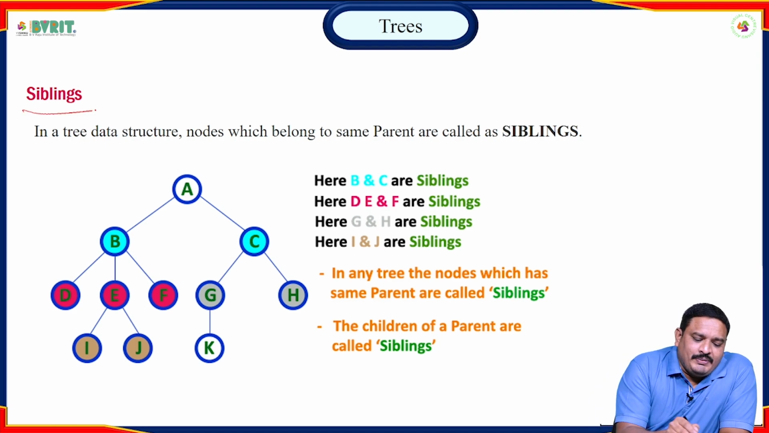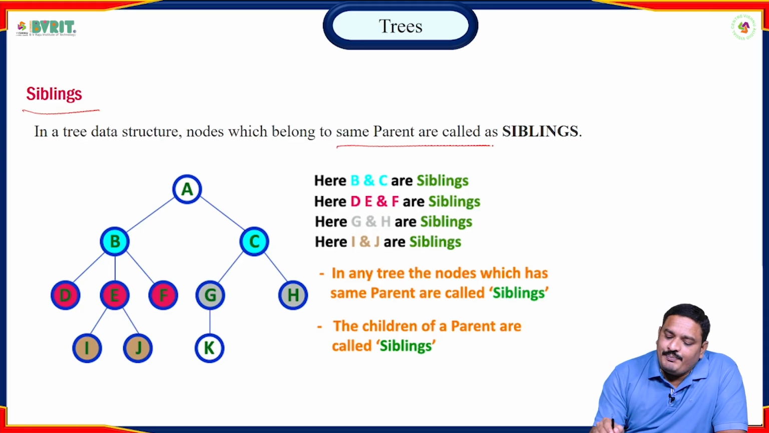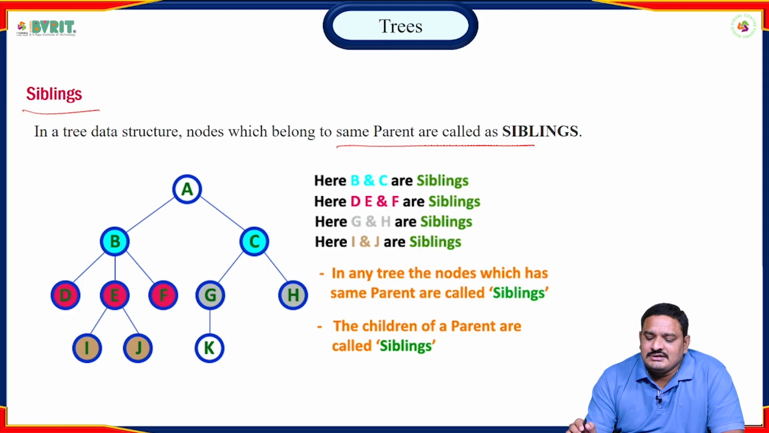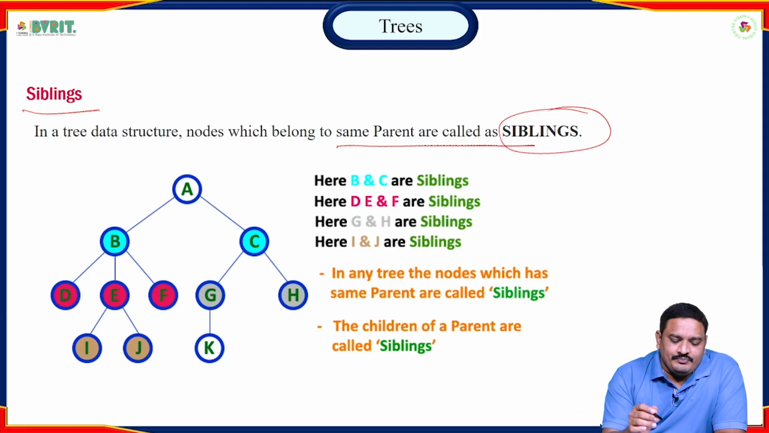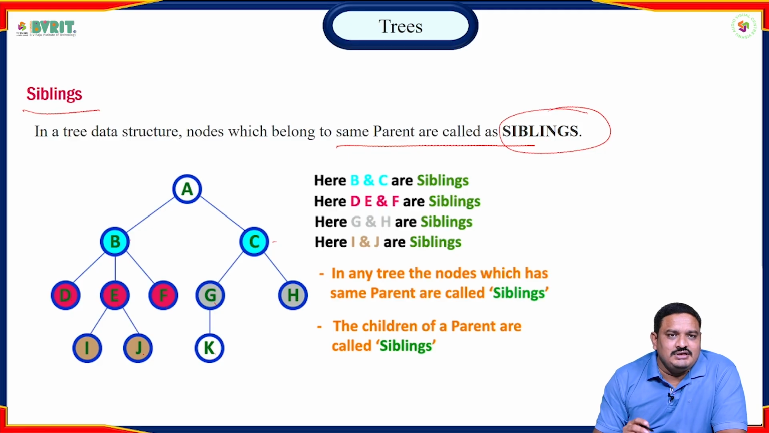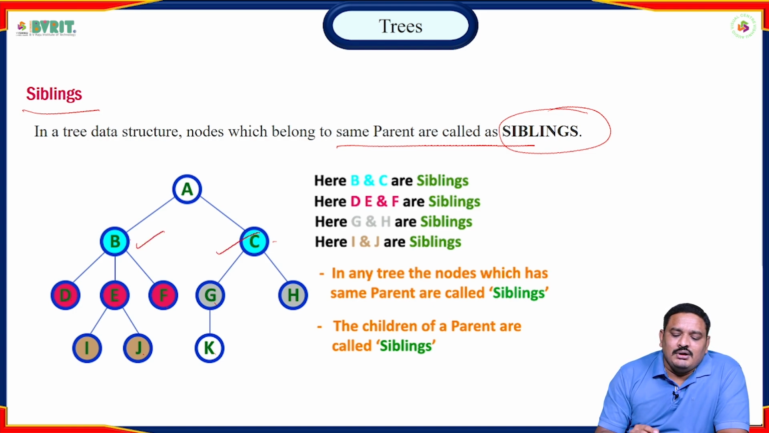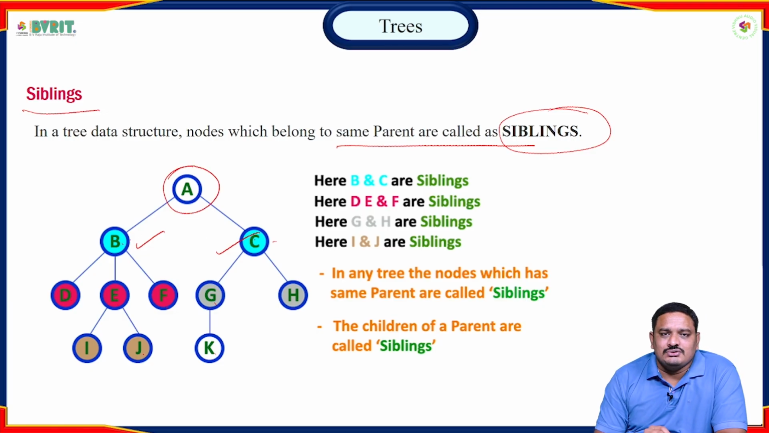Next one, siblings. What is the sibling? Siblings, in the data structure, are the nodes which belong to the same parent node. Same parent, that is called a sibling. See this example. The nodes are A, B, C, D, E, F, G, H, I, J, K. These are the different nodes. Which nodes are the sibling nodes? Suppose here B and C are siblings because B and C have the same parent node. A is the parent node. So B and C are the sibling nodes.